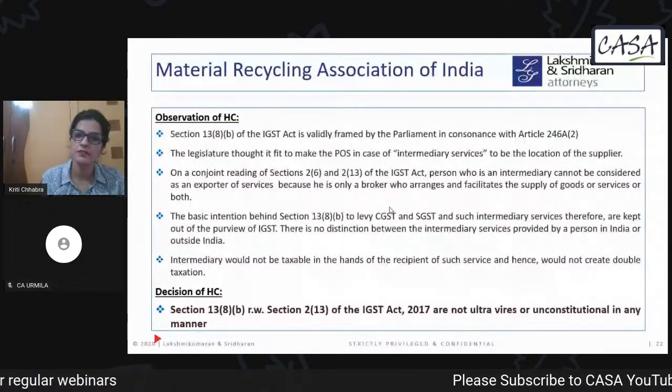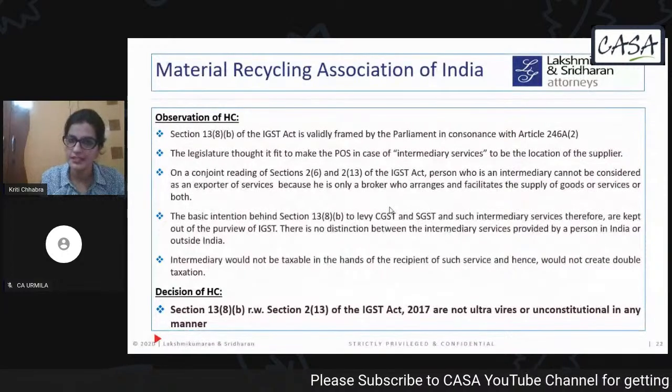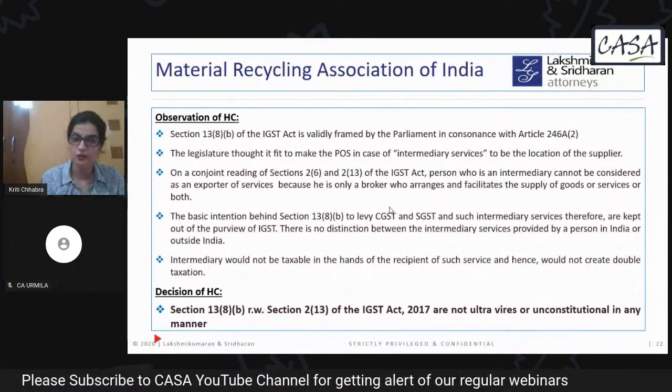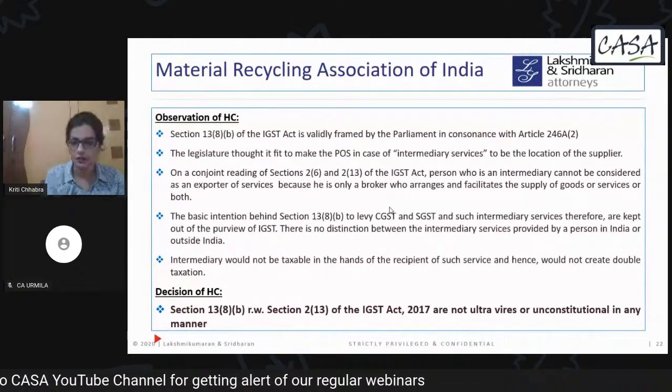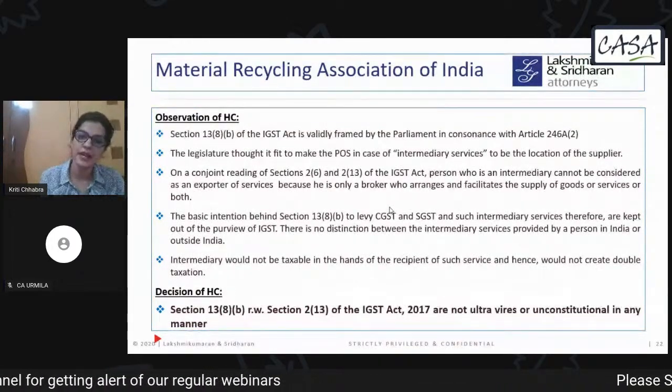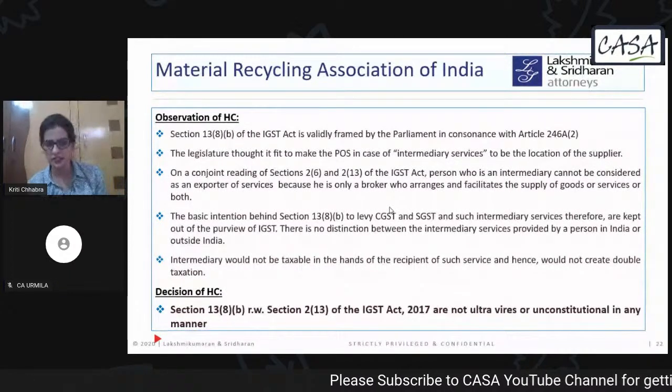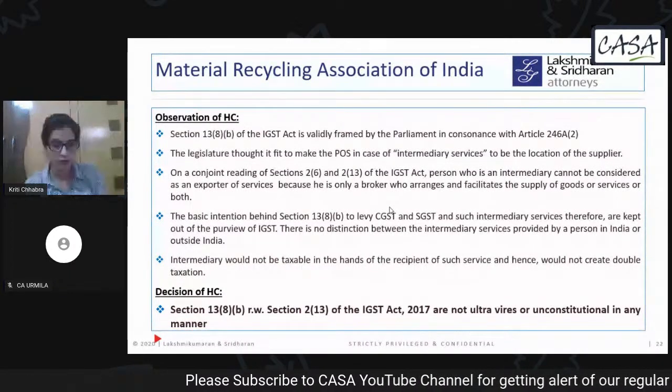Therefore, the intermediary services would qualify to be interstate supply when provided to a person located outside India. However, this judgment clears out that doubt and says that the intention behind 13(8)(b) is to levy CGST and SGST and to make that entry an intrastate supply. So this is an important judgment.